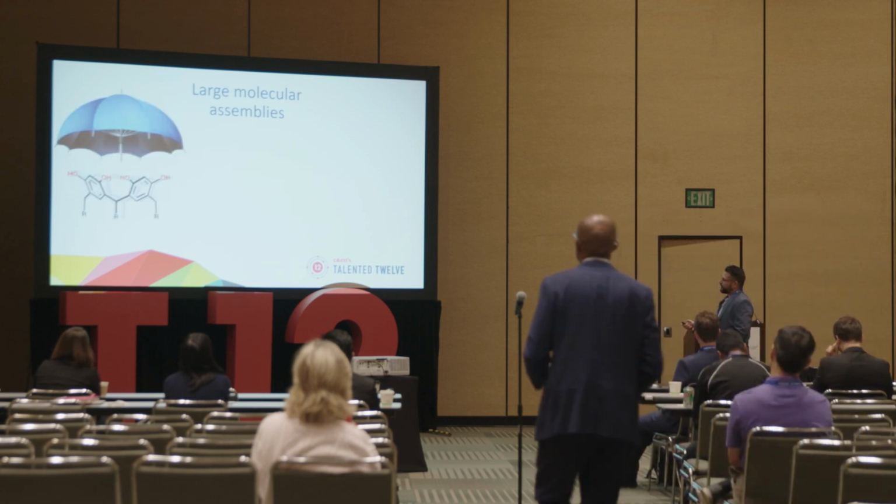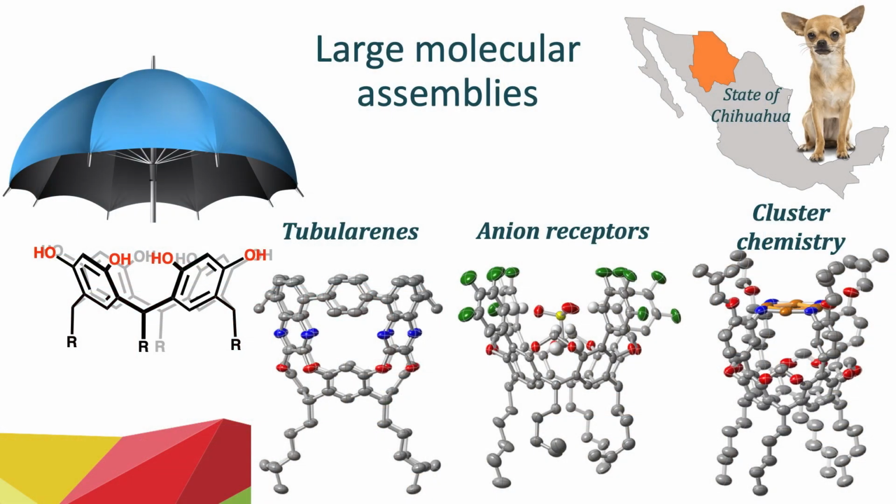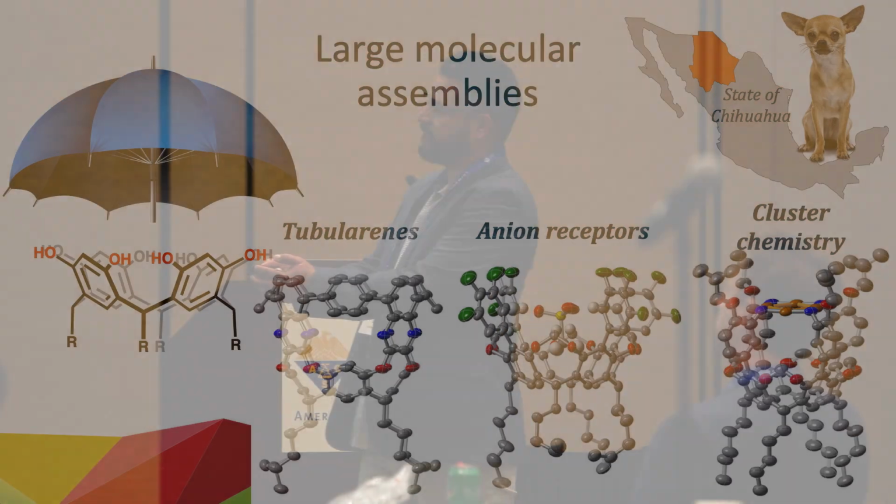I've always been fascinated by creating large molecular assemblies. Most of those are going to fall under the umbrella of this particular macrocycle. This is racemine, and we like it because it provides rigidity. It provides functional groups that we can use to construct large molecular species on the top.